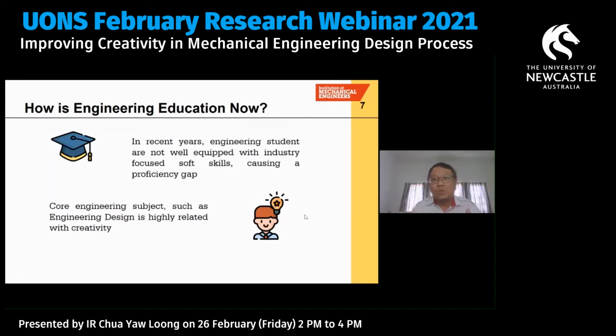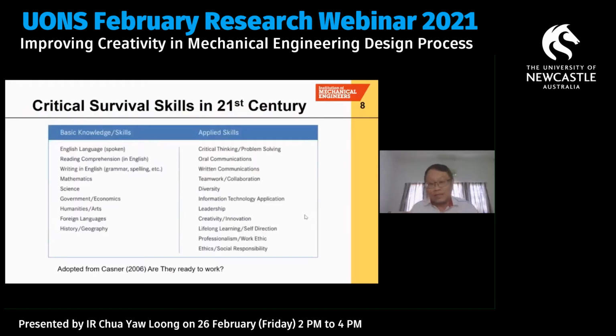So what can we do? What are the skills that these engineering undergraduates need? In 2006, Kastner, together with his team of researchers, did quite extensive research, and they identified a set of skills that are critical for graduates to survive. The word here is survive in the 21st century. If you look at the right-hand column in the table here, there is a list of applied skills that you can see.